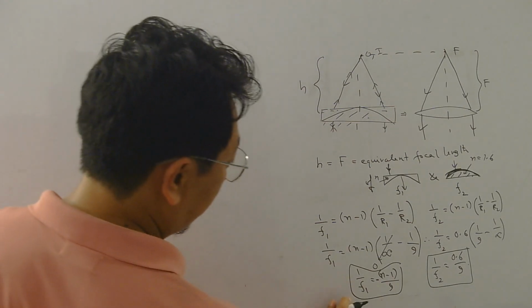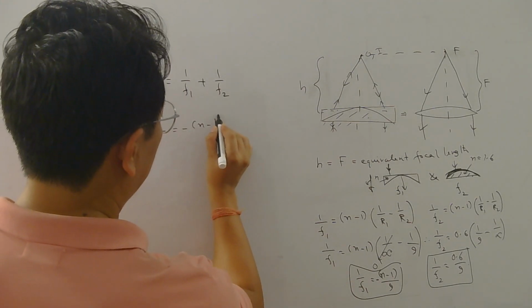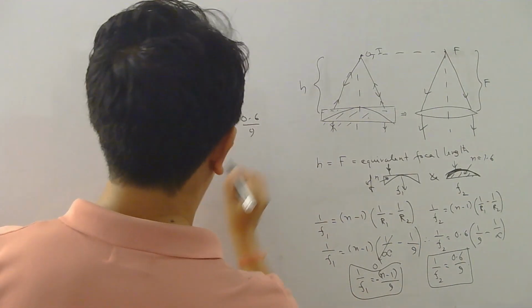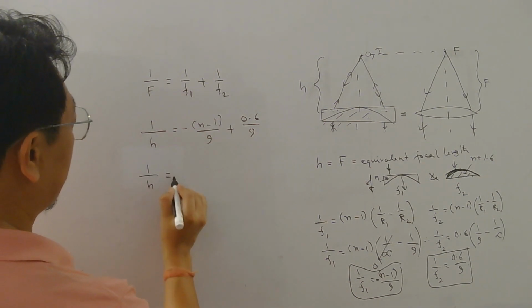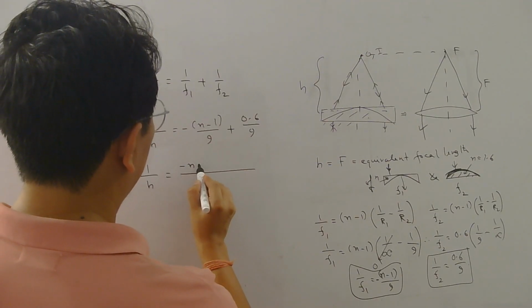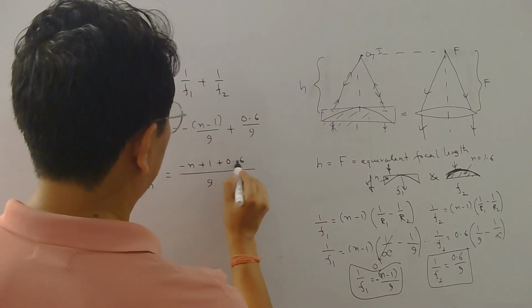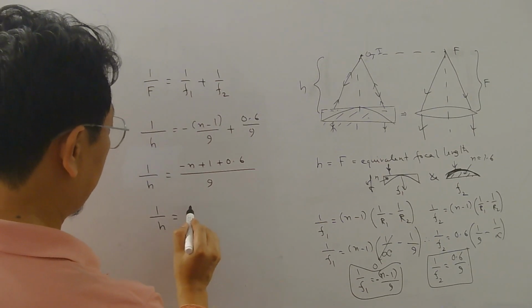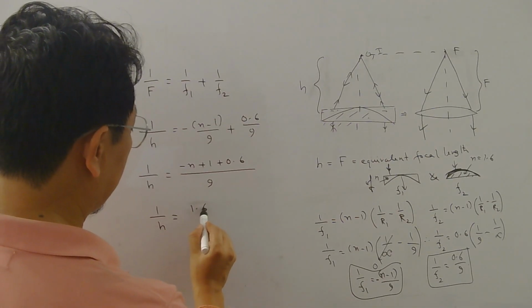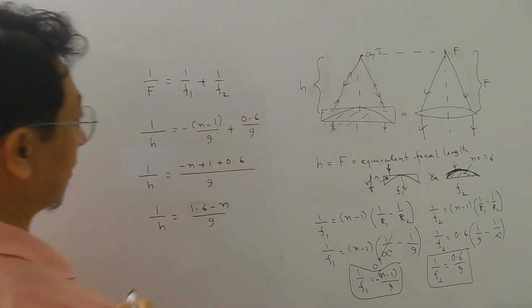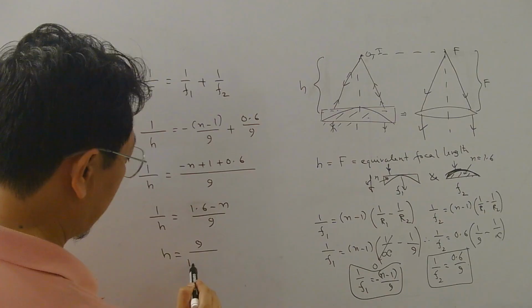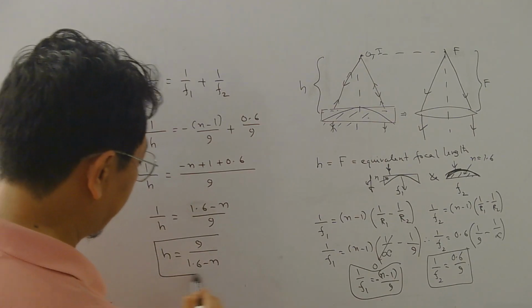So what is 1 by f1? Minus (n minus 1) by 9, plus what is 1 by f2? 0.6 by 9. So 1 by h will be, if I take 9 as LCM, minus n plus 1 plus 0.6. So 1 by h will be (1.6 minus n) by 9, isn't it? So what will be h? 9 divided by (1.6 minus n).